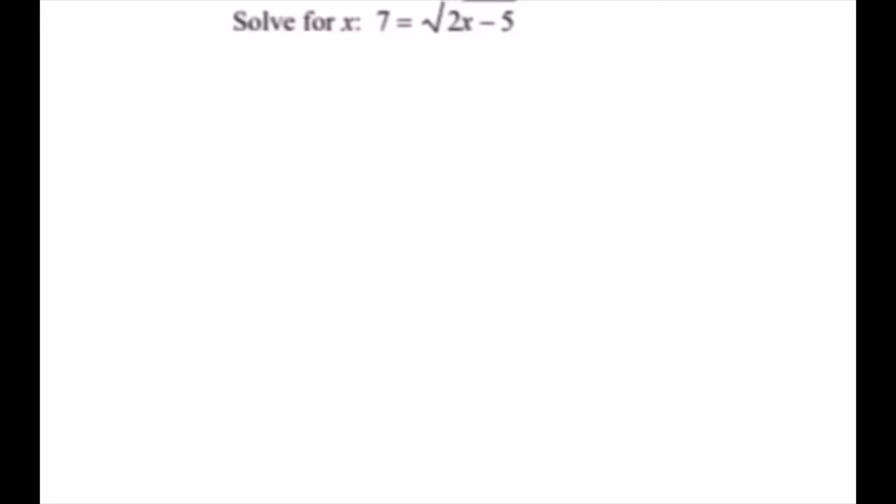Solve for x: 7 equals square root of 2x minus 5. First of all, we're going to start off by rearranging the radical on the left side of the equation. So we're going to start off by putting square root of 2x minus 5 equals 7. We will add the power of 2 on both sides.